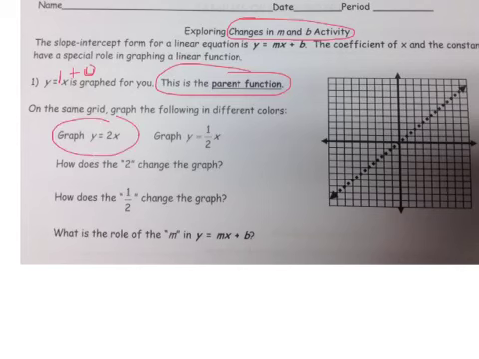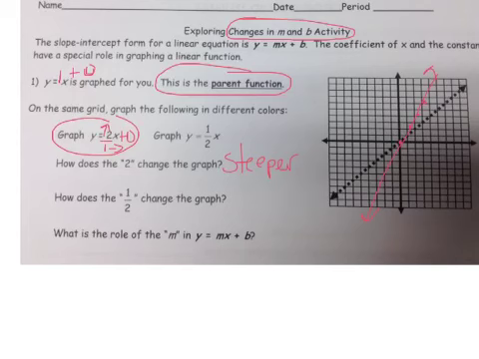So I'm going to graph y equals 2x. So this is 2x plus 0. I start here at 0. It has a slope of 2 over 1, so that means I go up 2, right 1. Up 2, right 1. Up 2, right 1. And so my line looks like that. So how does that change the graph? You notice the red line is a much steeper line than the parent graph.